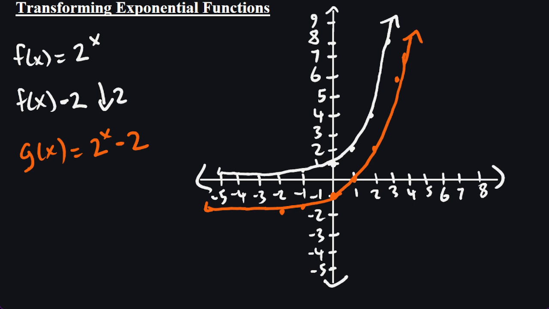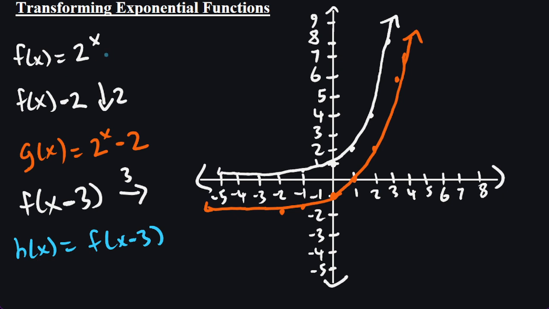So that's how we shift it vertically. We can shift it up or down. If we want to shift it left or right, so horizontally, all we have to do is write down f of x, and let's say we wanted to shift it horizontally by 3. So f of x minus 3 shifts it 3 to the right. So let's call this new function h of x. H of x equals f of x minus 3.